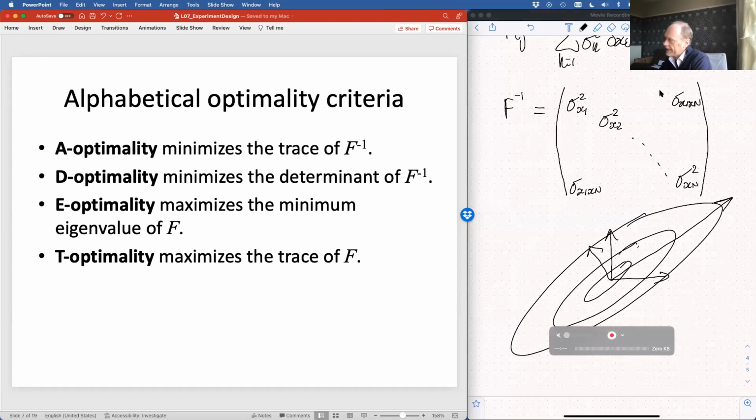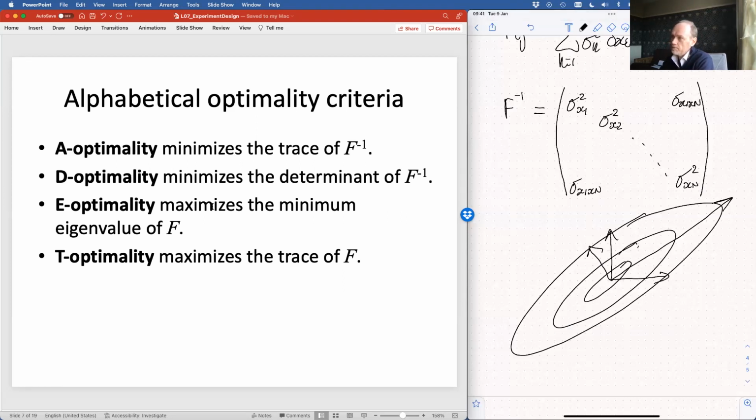But of course, it doesn't really account for these covariances, whereas D optimality minimizes the determinant of the inverse Fisher matrix. So that's proportional to the overall area or volume of these contours. So it does, in addition, account for the covariances as well as the individual variances.